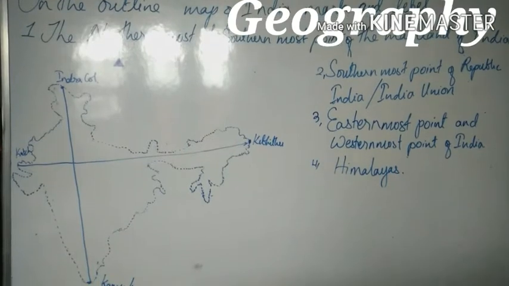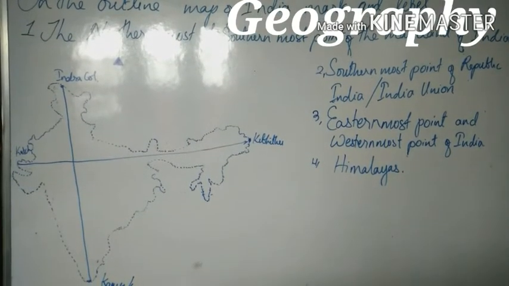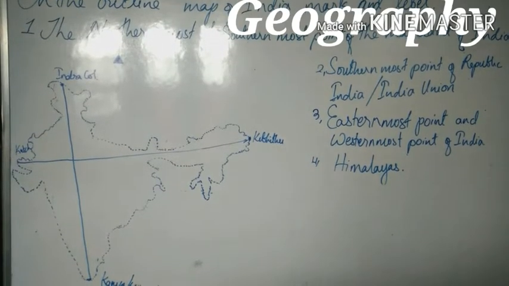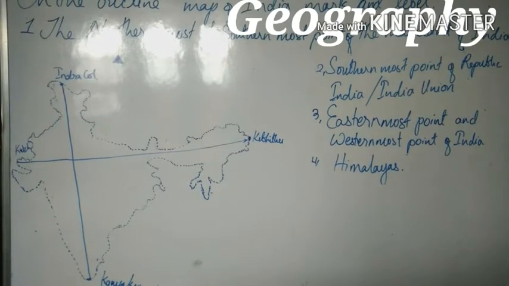So this was about the northernmost, southernmost, easternmost and westernmost points of India. Now let us move on to the fourth question. On the outline map of India, mark and label the Himalayas. The Himalayas of India are divided into three divisions according to the altitude.